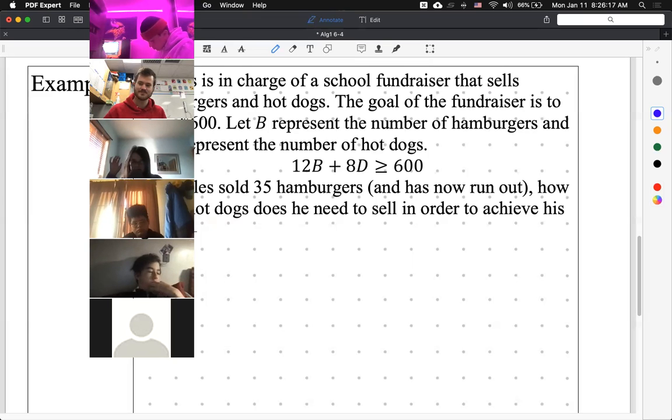Yeah, Alden? You would put in the 35 hamburgers and you would times that by 12.